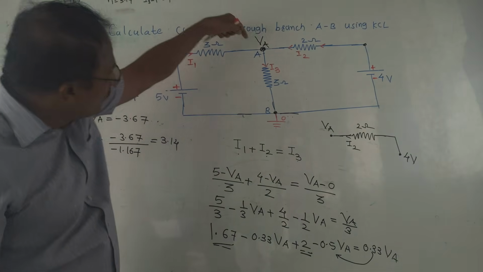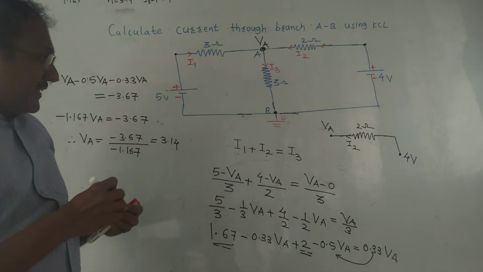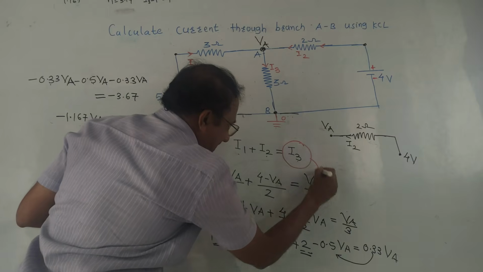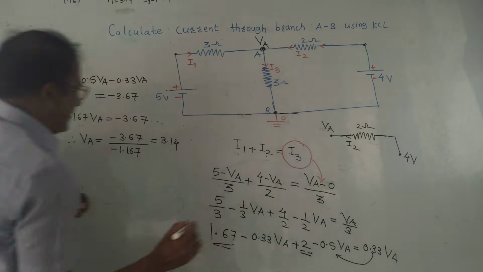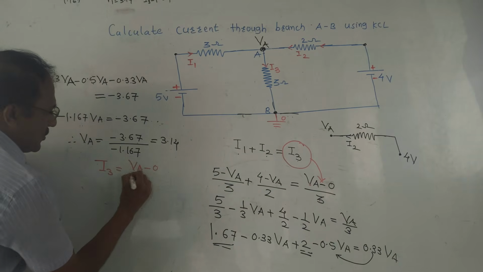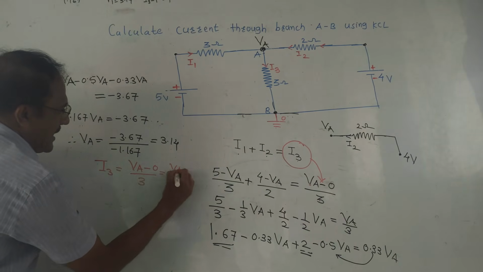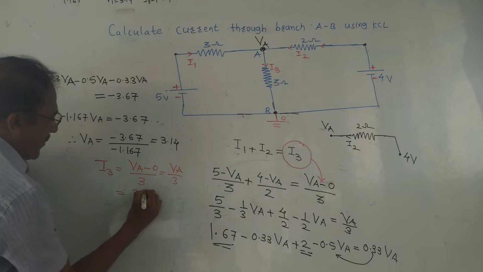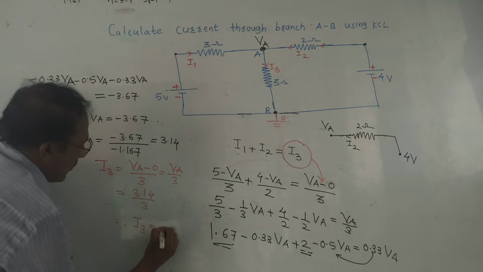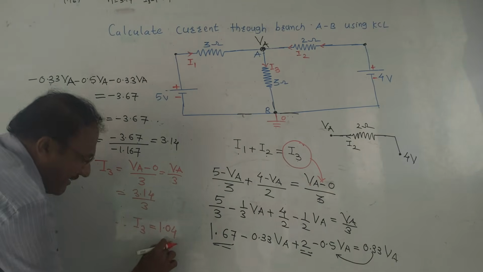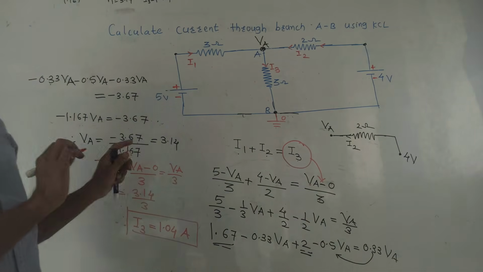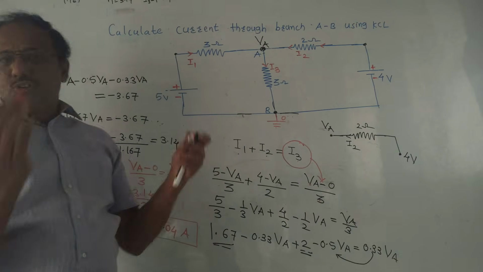What is asked? It is asked to calculate the current I3. Refer to the equation of I3, which we have written earlier. So the equation of I3 is VA minus 0 upon 3. So I3 is equal to VA minus 0 upon 3, which is VA upon 3. That means 3.14 upon 3. Therefore, I3 is equal to 1.04. Since it is a current, its unit is ampere. So this is the calculation using KCL, that is node analysis.